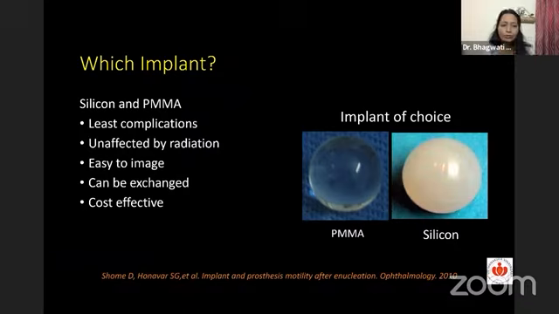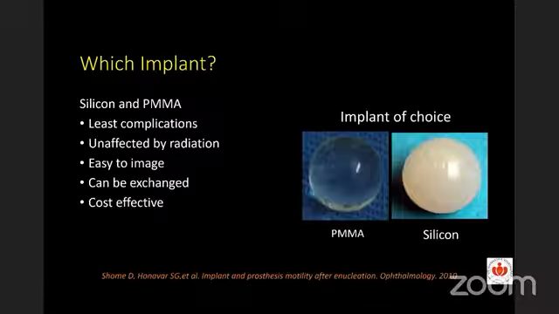So which implant should we put? In most of the cases, the implant of choice is PMMA or silicone, particularly if we are doing enucleation. In case of a child, we should use PMMA or silicone, and also in the adult where there is intraocular malignancy, we should use the PMMA or the silicone implant in such cases, because these patients may require radiotherapy later if there is any recurrence. And these implants are resistant to the radiotherapy. And it is easy to identify the recurrence with these implants, that is PMMA and silicone.